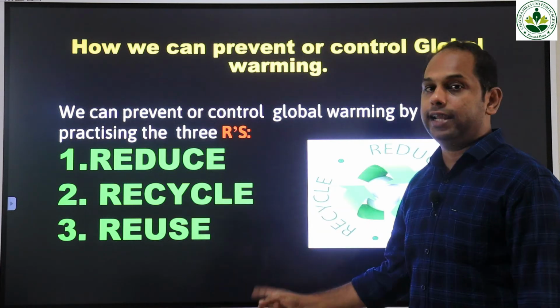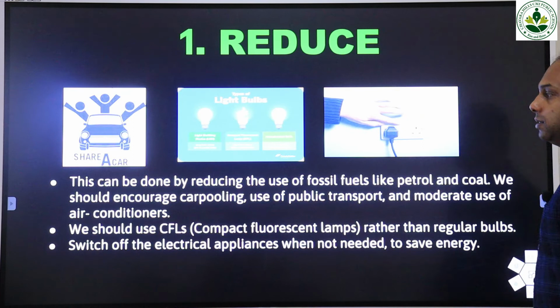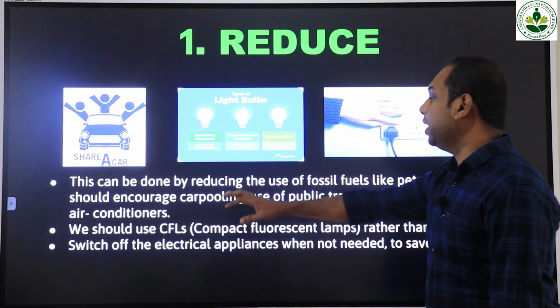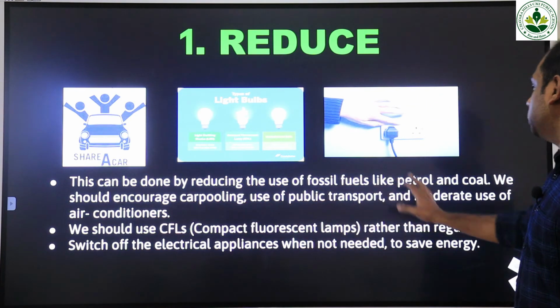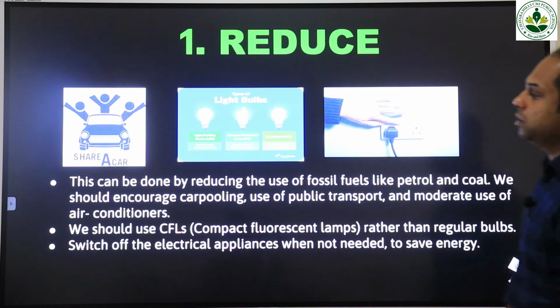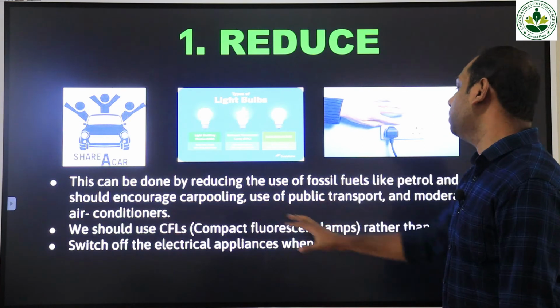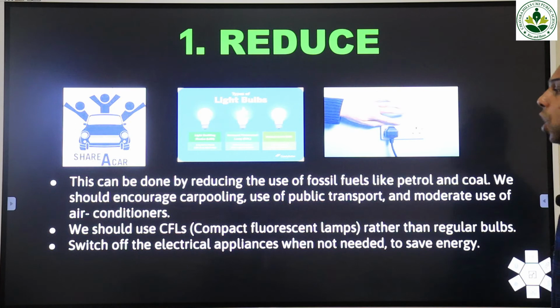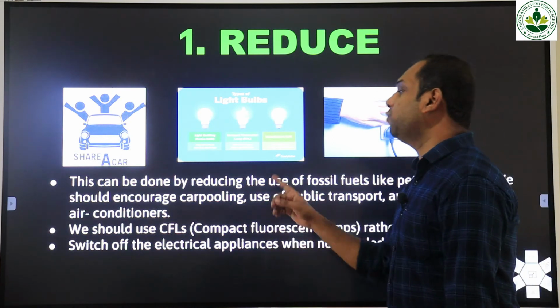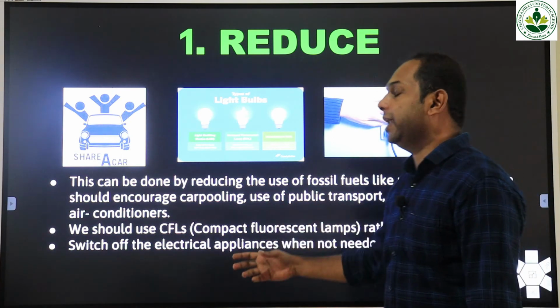Now let's learn it in detail. Reduce. This can be done by reducing the use of fossil fuels like petrol and coal. We should encourage carpooling, use of public transport and moderate use of air conditioners. So this is the first R that we can practice in our day-to-day life.